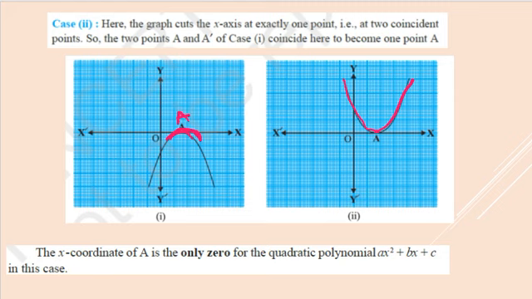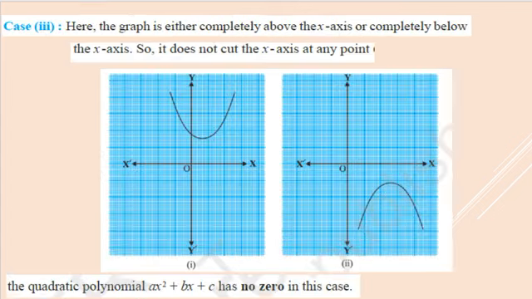The x coordinate of A is the only zero for the quadratic polynomial ax² + bx + c in this case. In one case you see two zeros. Now in the next slide you can see case 3.